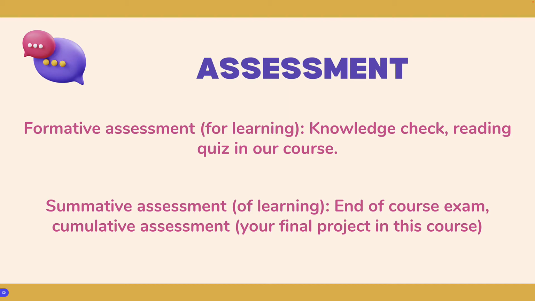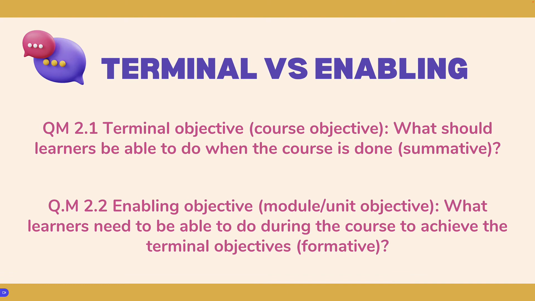Summative, I think of as of learning, right? So that would be like an end of course exam, some cumulative assessment, like your final project in this course. So use that as your basis. When I think of terminal versus enabling, I think the terminal objective is the course objective. So what do they need to do at the end of this whole course, right? So what is the end goal of everything that we're wanting them to do? And then the enabling objective is a module or unit objective.